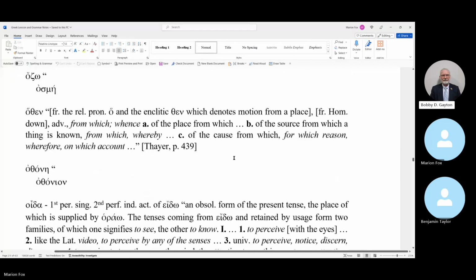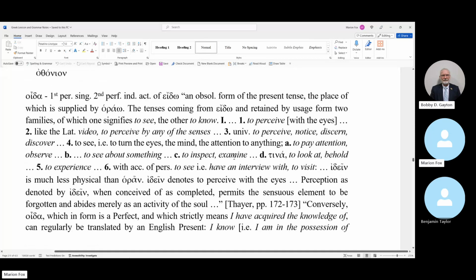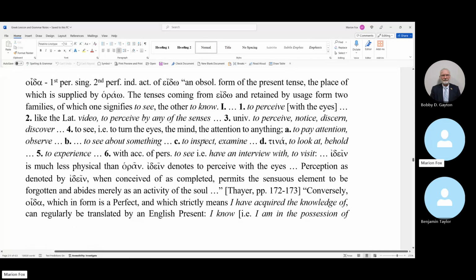Okay. There's a bunch said about oida in my notes here, in Thayer and some other sources. Oida is actually a perfect tense verb. So it is to have come to know God, okay? It's an obsolete form of ido, from that obsolete verb.